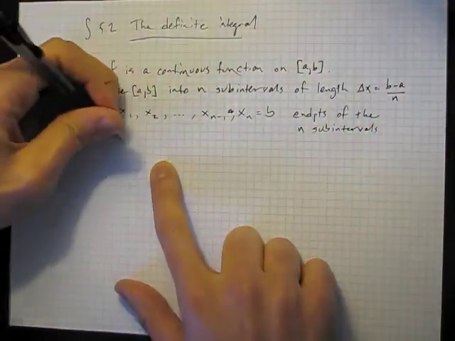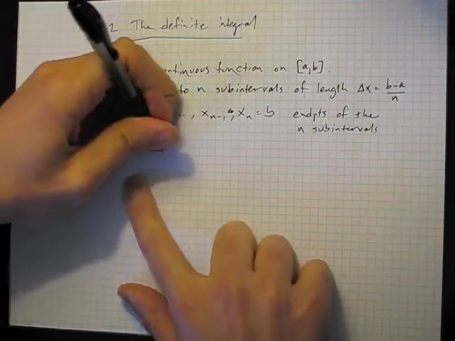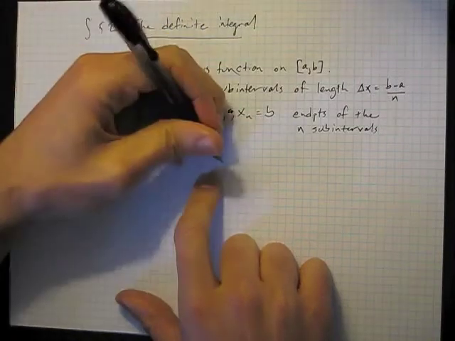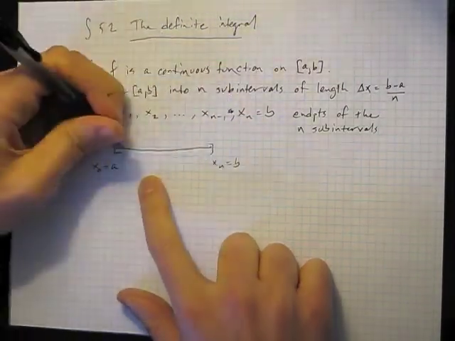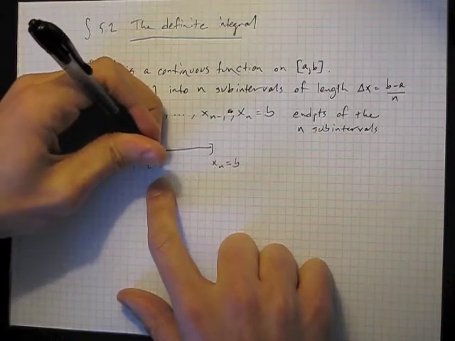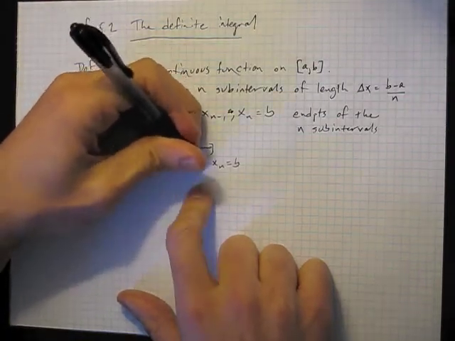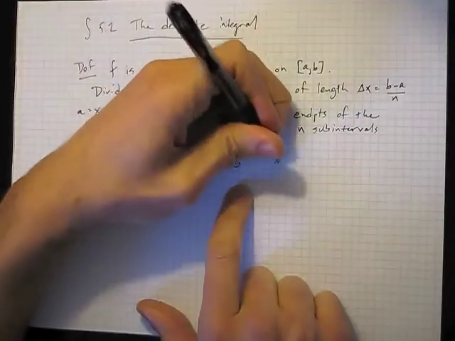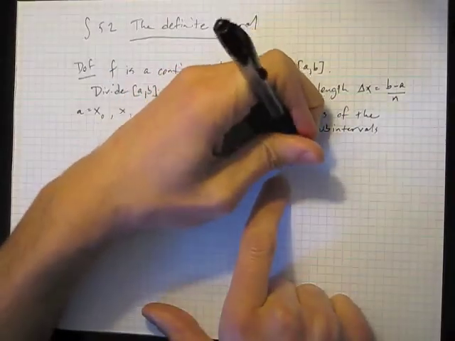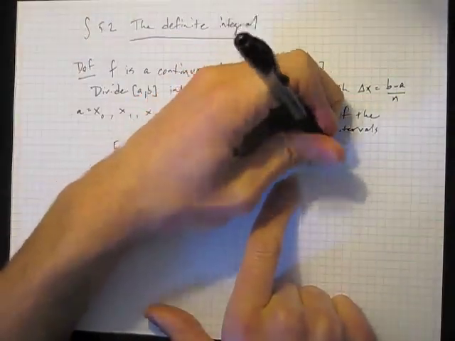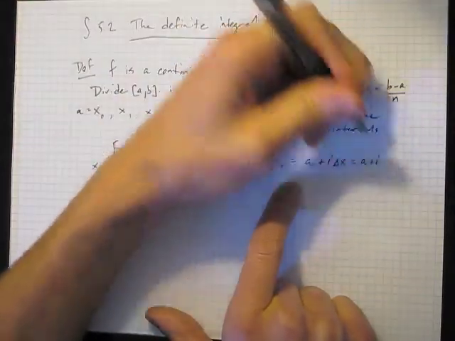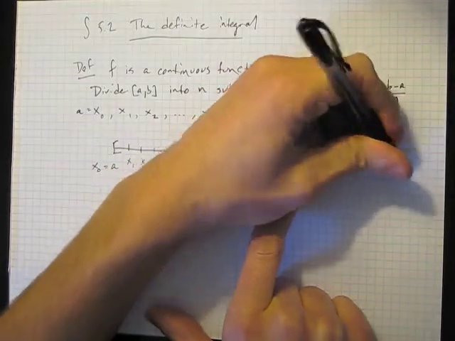So you could imagine something like this. If this was our interval from a to b, then x0 would be a, xn would be b, and then we go forward x1, x2, x3, and so on up to xn minus 1. And the formula for the i-th endpoint is just going to be a plus i times delta x. So that is a plus i times b minus a over n.